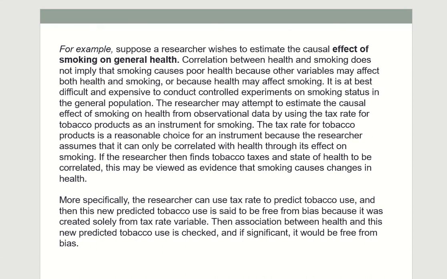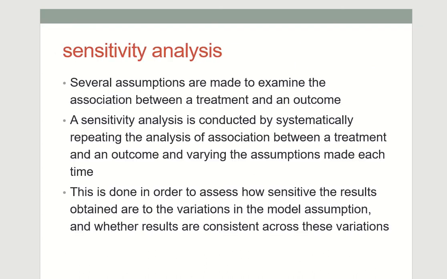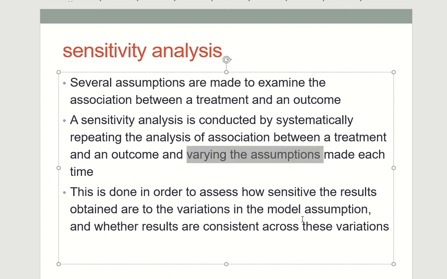Now there is the inverse probability of treatment weight. I'm not going to address it. Sensitivity analysis, I have kind of given you an idea, but let's read it anyway. Several assumptions are made to examine the association between a treatment and the outcome. A sensitivity analysis is conducted by systematically repeating the analysis of association between a treatment and an outcome and varying the assumption made each time. So that's the key term right there.